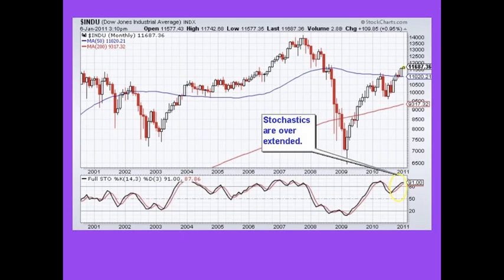The stochastics, however, appear to be a bit overextended. They're over 80 and look like they're about to cross. Now that doesn't mean they can't stay over 80, but if they do cross and begin to fall below 80, that would indicate that there could be further weakness going ahead.